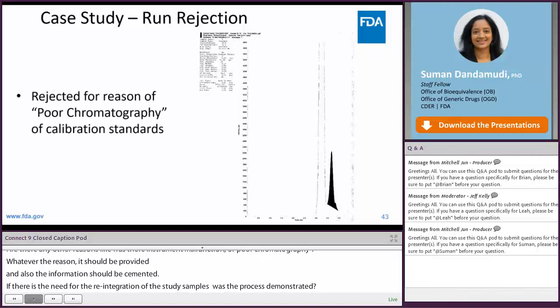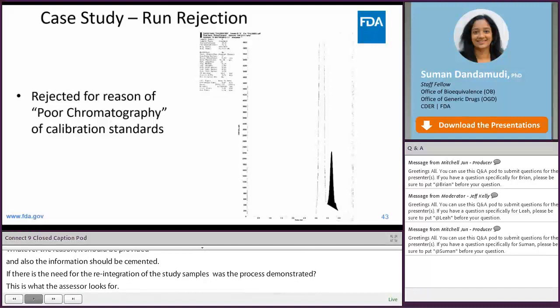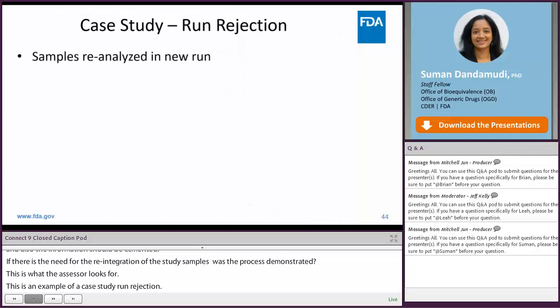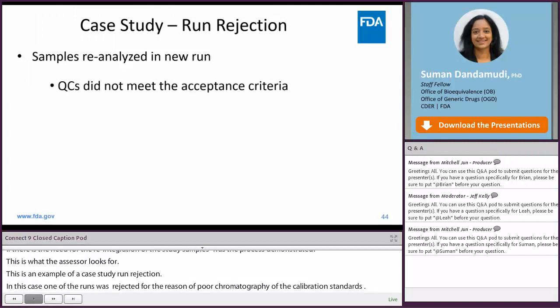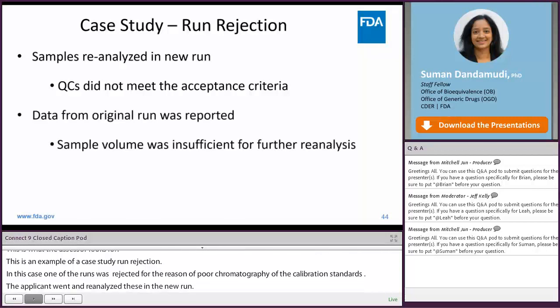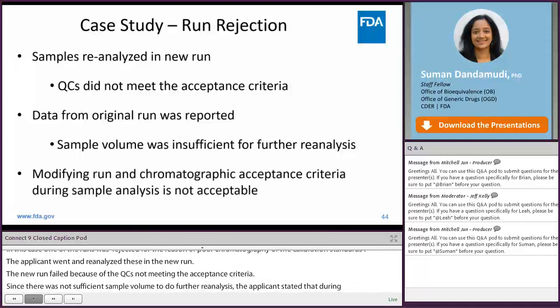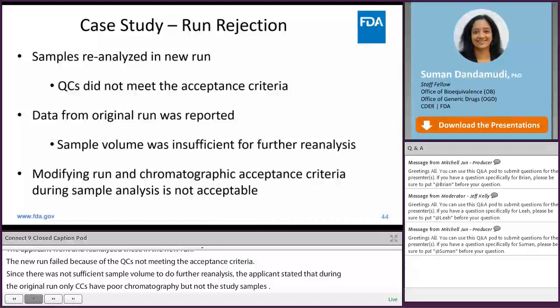So in this case, one of the runs was rejected for the reason of poor chromatography of the calibration standards. So the applicant went and reanalyzed these in a new run. However, the new run failed because of the QCs not meeting the acceptance criteria. Now, since there was not sufficient sample volume to do further reanalysis, the applicant stated that during the original run, only the CCs had poor chromatography, but not the study samples. So we'll go back and accept the original concentration. That's not acceptable. You cannot modify the run and chromatographic acceptance criteria during sample analysis. The study was rejected and the applicant was asked to repeat.